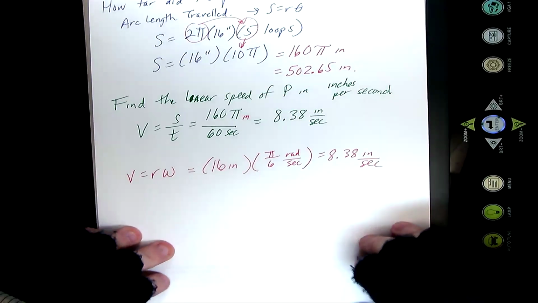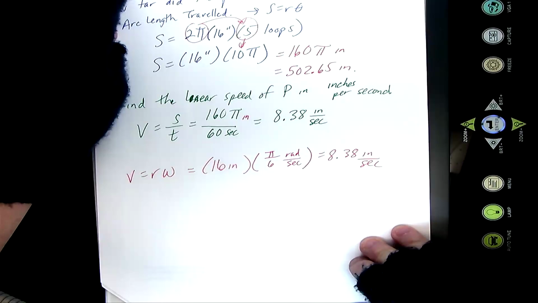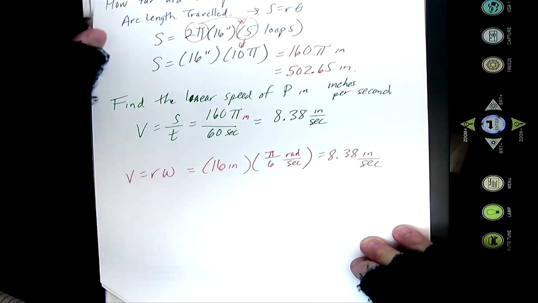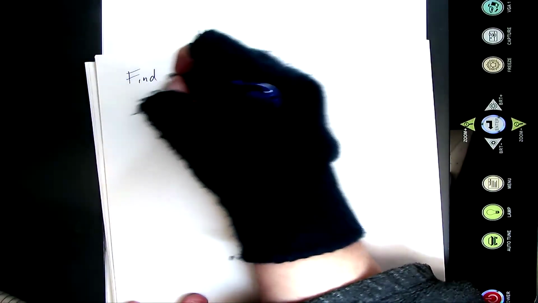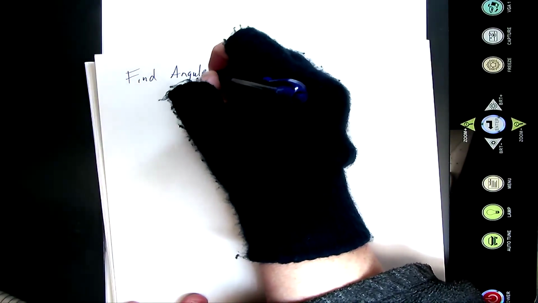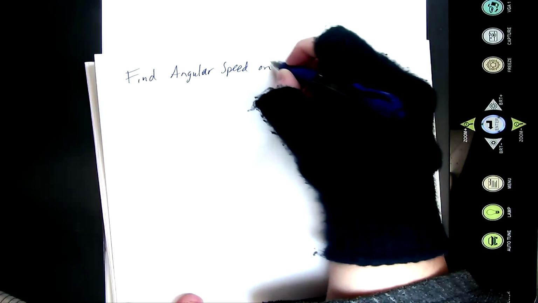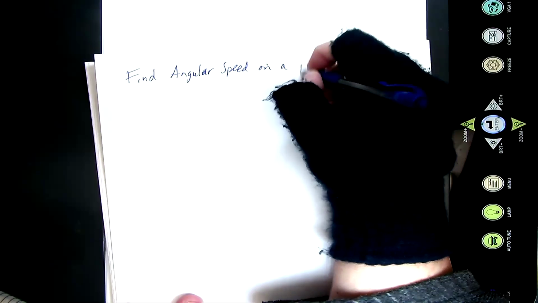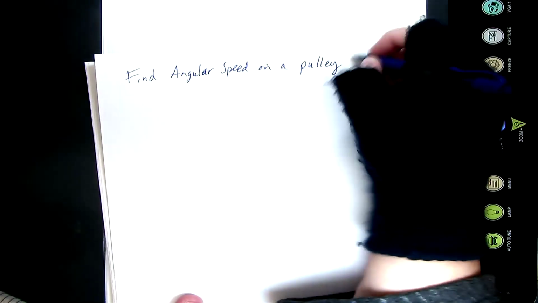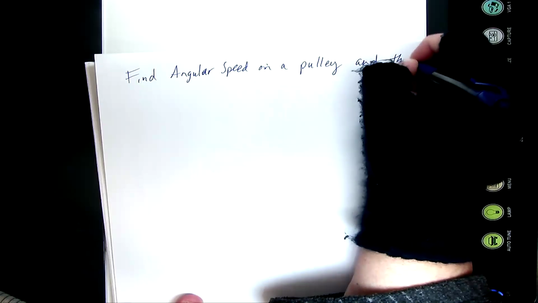Alright, that should have given people time to finish writing that one. Do we need this up longer? Okay. Finding angular speed of a pulley. Let's find the angular speed of a pulley and the linear speed of the belt or rope.